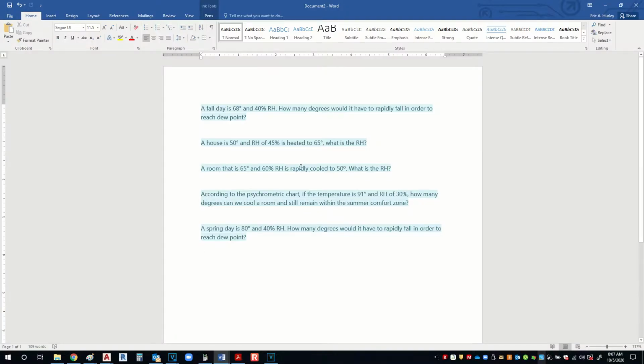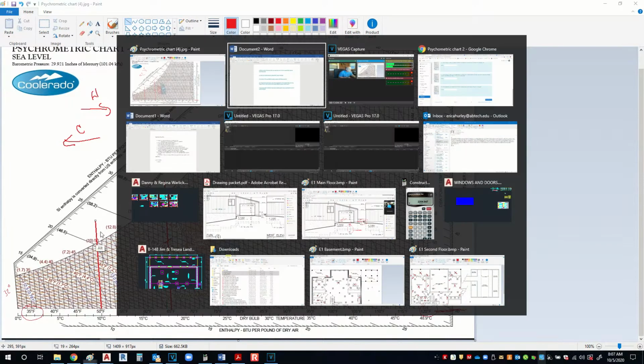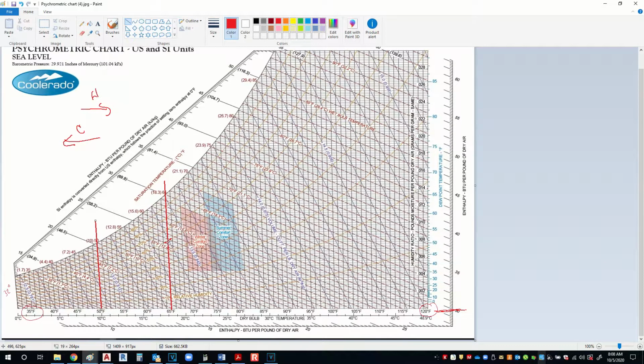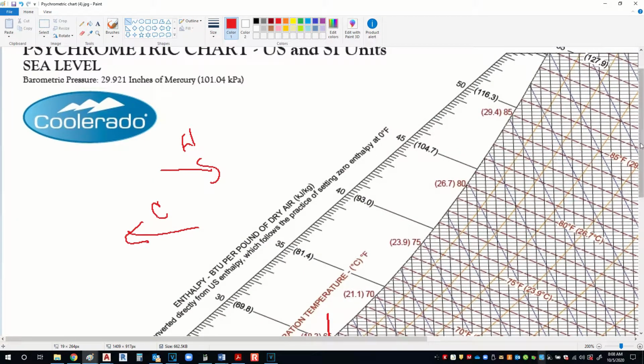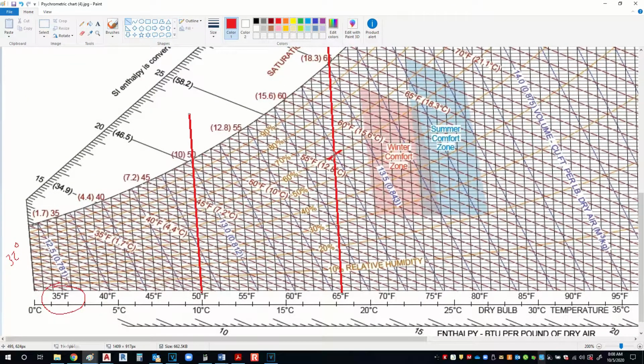And then which way are we going? We are going to be cooled to 50 degrees. All right, remember, cold, hot. 50 degrees. Okay, so I'm going to start here. I'm going to make this a little bigger, and I'm going to go along the level line.